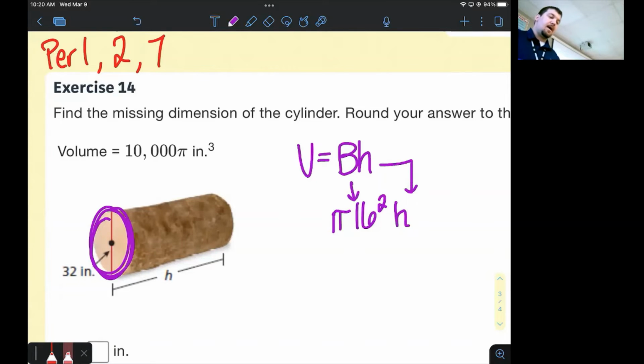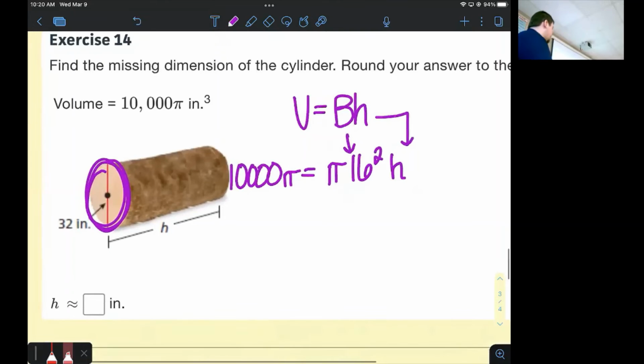Okay. Now, this problem would be impossible to do if they didn't then tell me what the volume is, but they do. They tell me the volume is 10,000. That's a 1 with 4 zeros. Pi, 10,000 pi. So that's what I got. That's what I plugged in for my volume, plugged in for my capital B, plugged in for my H.